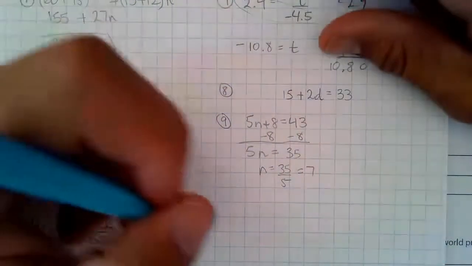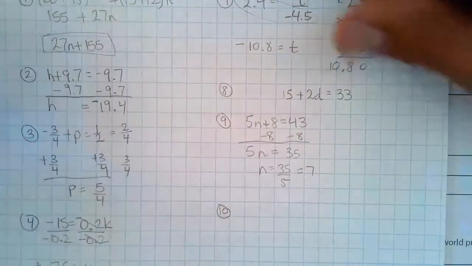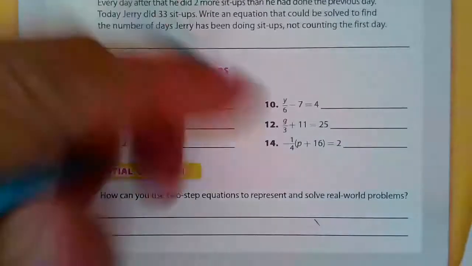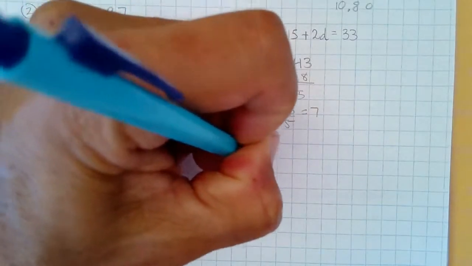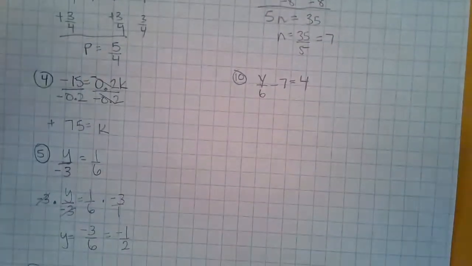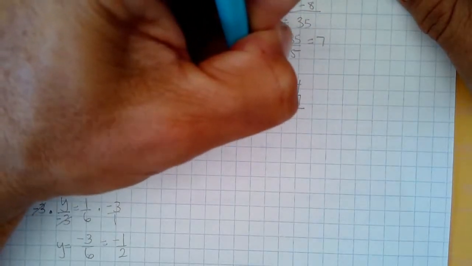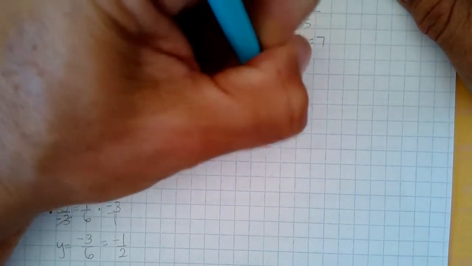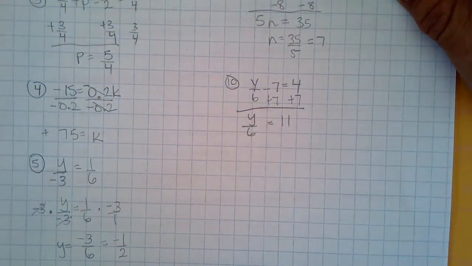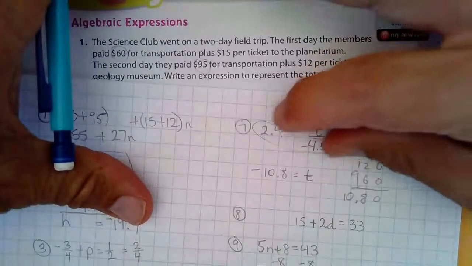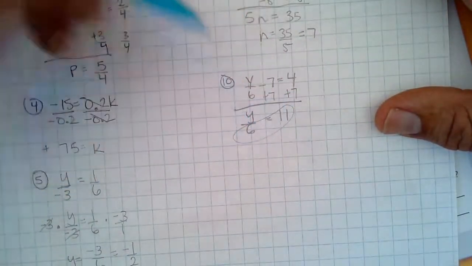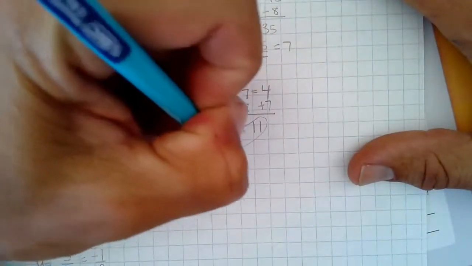Okay, number 10. We have y over 6 minus 7 equals 4. Just check to make sure I wrote it down right. I would add 7 to both sides, and that is y over 6 equals 11. And like I saw up here, I'm just going to multiply them. I would do the same thing down here. I just multiply 6 times 11, and y is going to be 66.